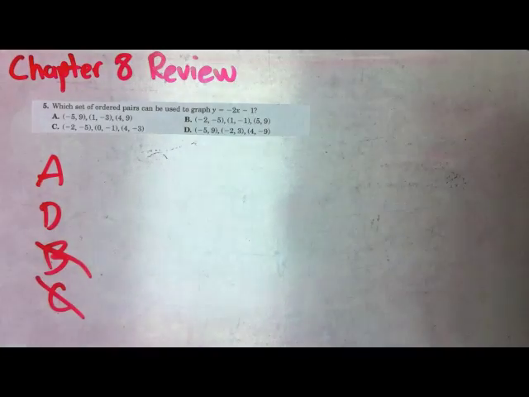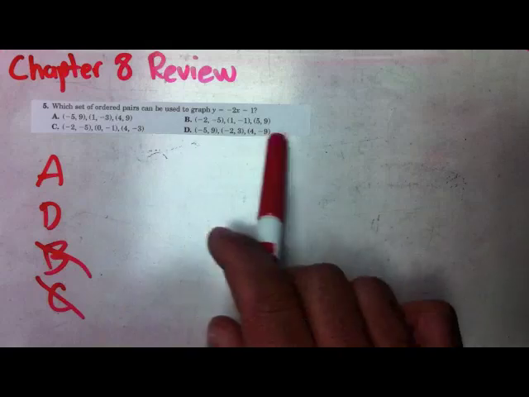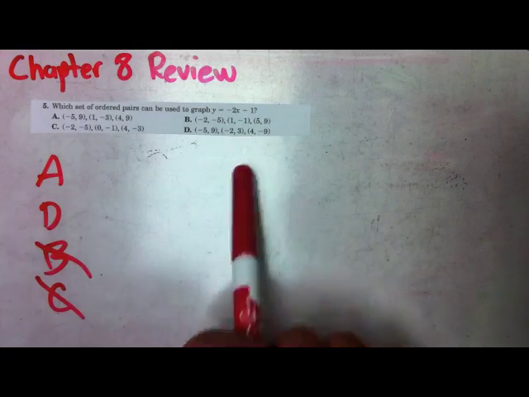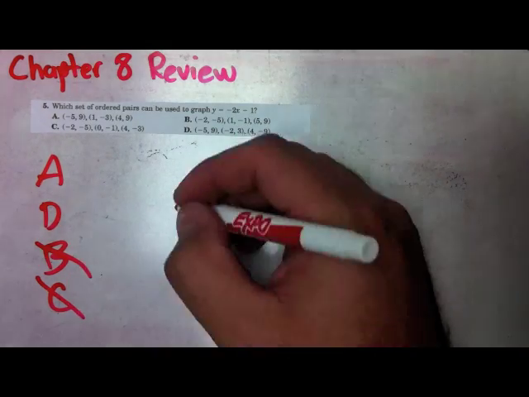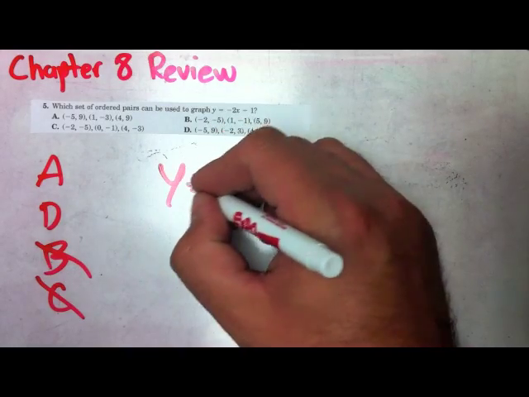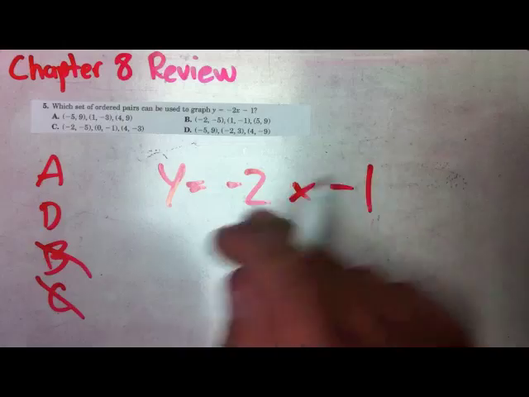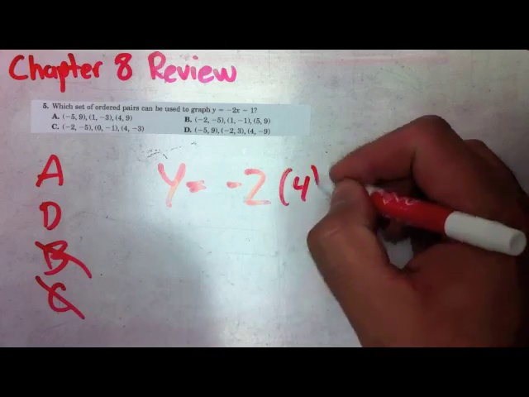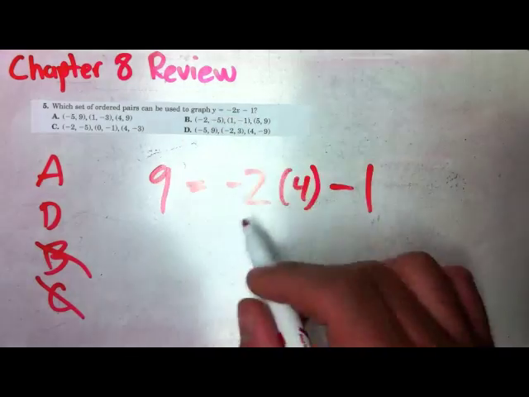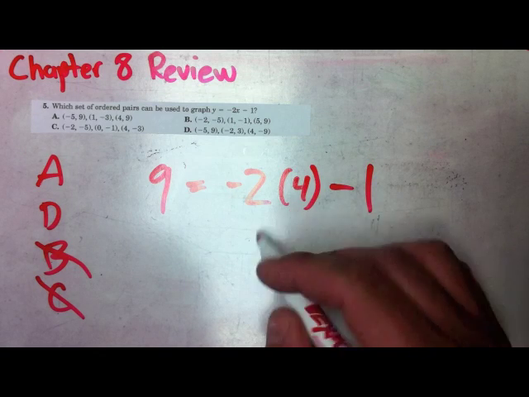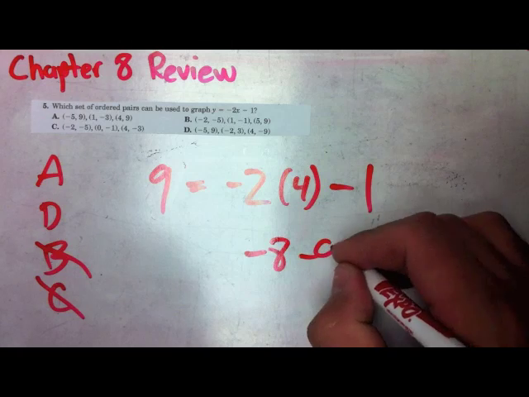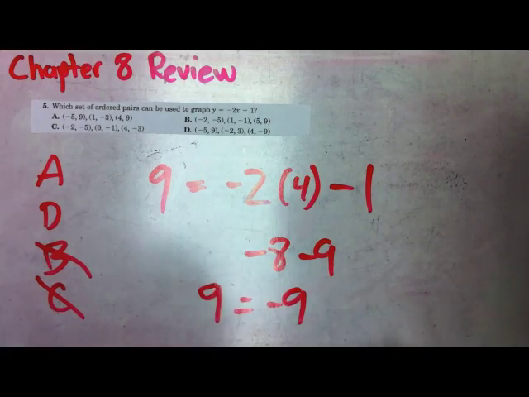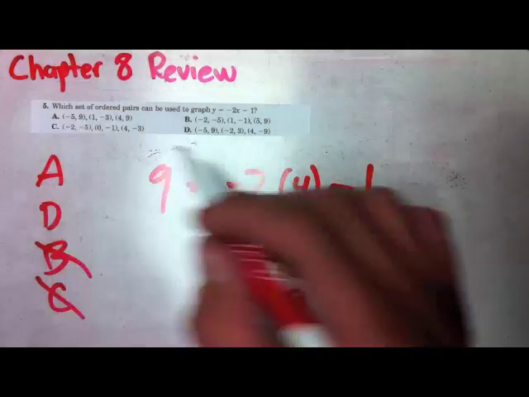Now, the last one I know are different, because the last one have the same numbers but not the same signs. This one's positive 4 and positive 9. This one's positive 4, negative 9. So all I have to do is do one of them to make sure, to find out which one is the correct answer. I'll write down the equation again. So x is 4. I'm doing A right here. And y is 9. Negative 2 times 4 is negative 8. Minus 1 equals negative 9. And I have a 9 on this side. 9 definitely is not equal to negative 9. So it's not A.